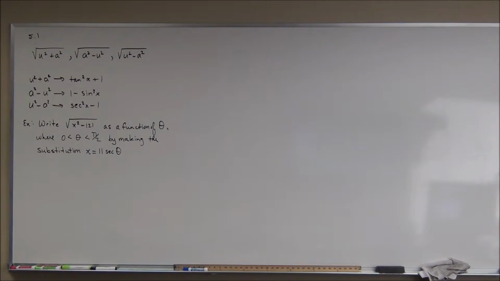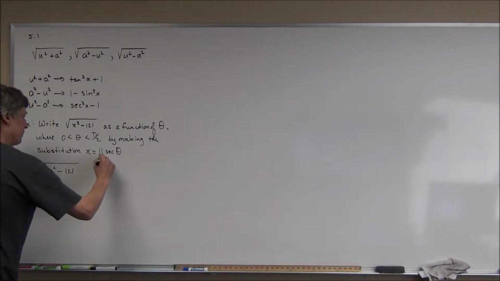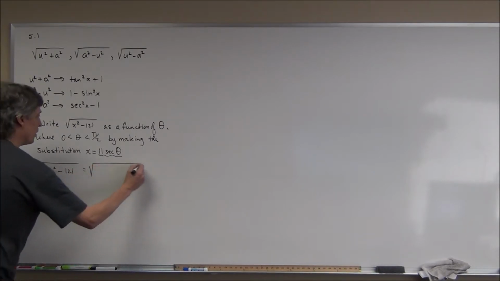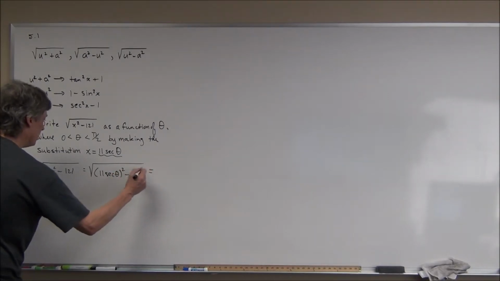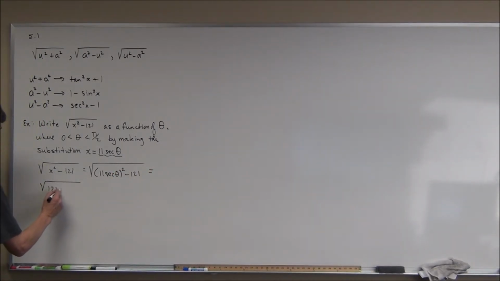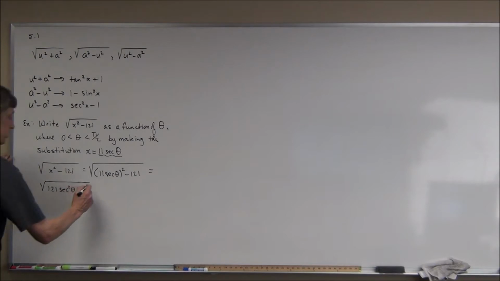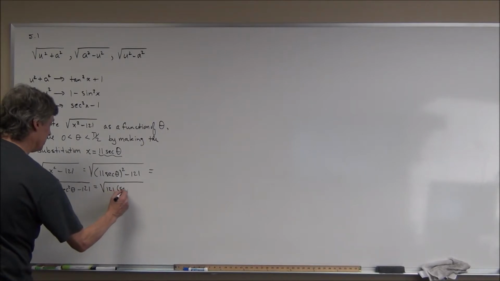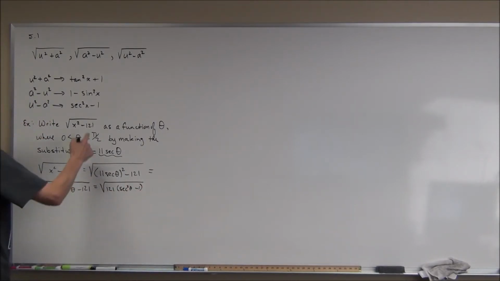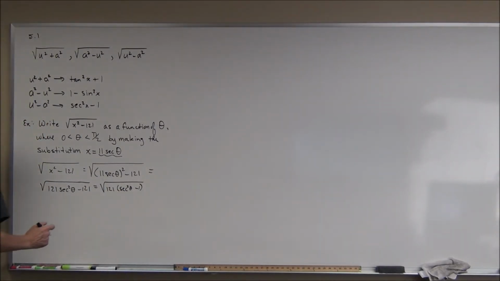So we're going to make the substitution into the square root of x squared minus 121. I'm going to plug this in right here, in for x, and that would be the square root of the quantity 11 secant theta, quantity squared, minus 121, which would be the square root of 121 secant squared theta minus 121. And then I'm going to factor out the 121 that is common to both, and I'm going to get 121 times the quantity secant squared theta minus 1. See that guy right there? Secant squared theta minus 1. And as I mentioned before, that's the tangent squared of theta.